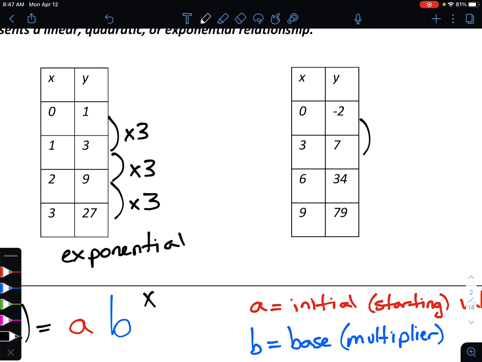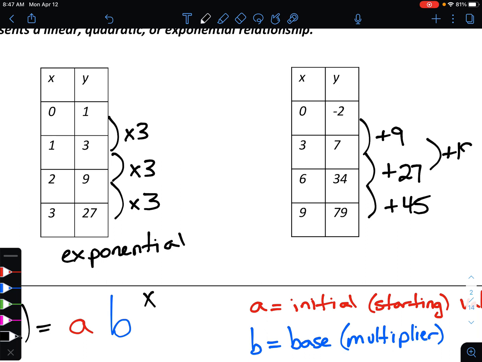Let's try addition first. So from -2 to 7, we go up by 9. 7 to 34, we go up by 27. And 34 to 79, we go up by 45. So no common difference, at least the first time around. Let's try the second time.